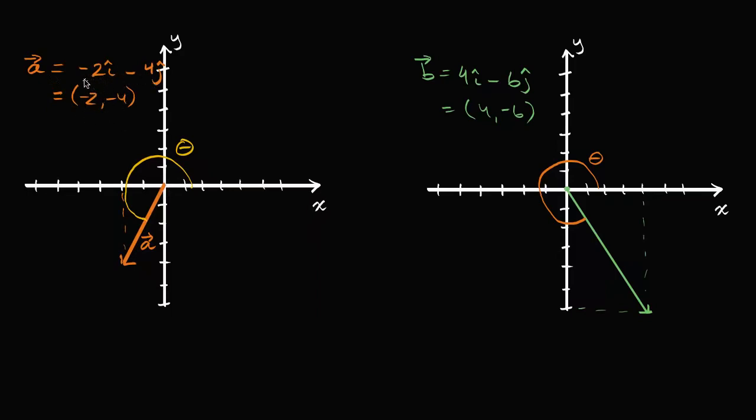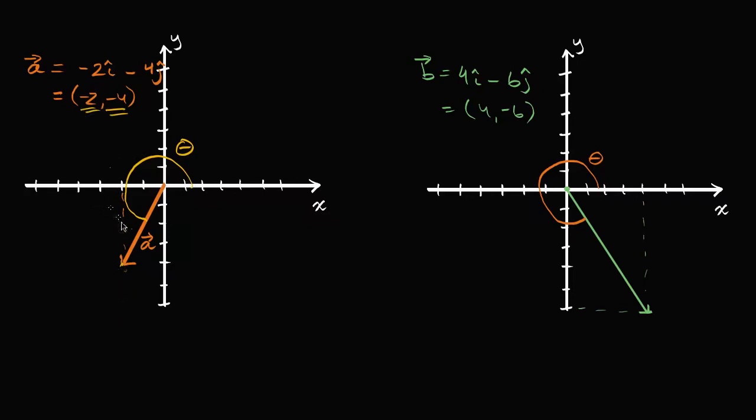In engineering notation, it would be -2 times the unit vector i, that's the unit vector in the x direction, minus 4 times the unit vector in the y direction. Or we could just say its x component is -2, its y component is -4. And we see that here. If we're starting at the origin, we go 2 to the left, and we go 4 down to get to the terminal point, or the head of the vector.